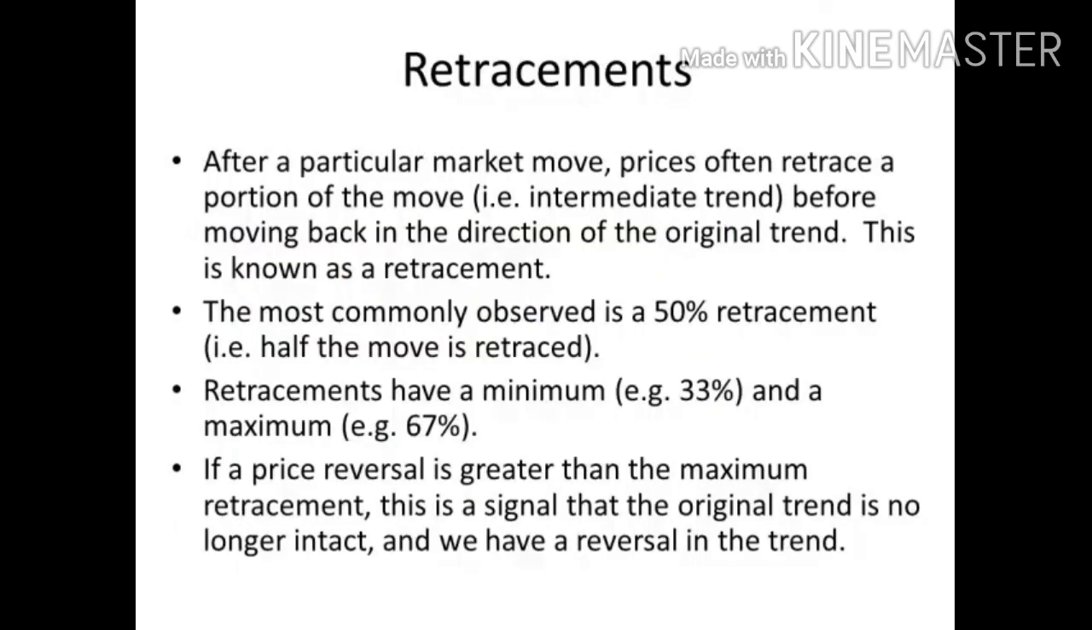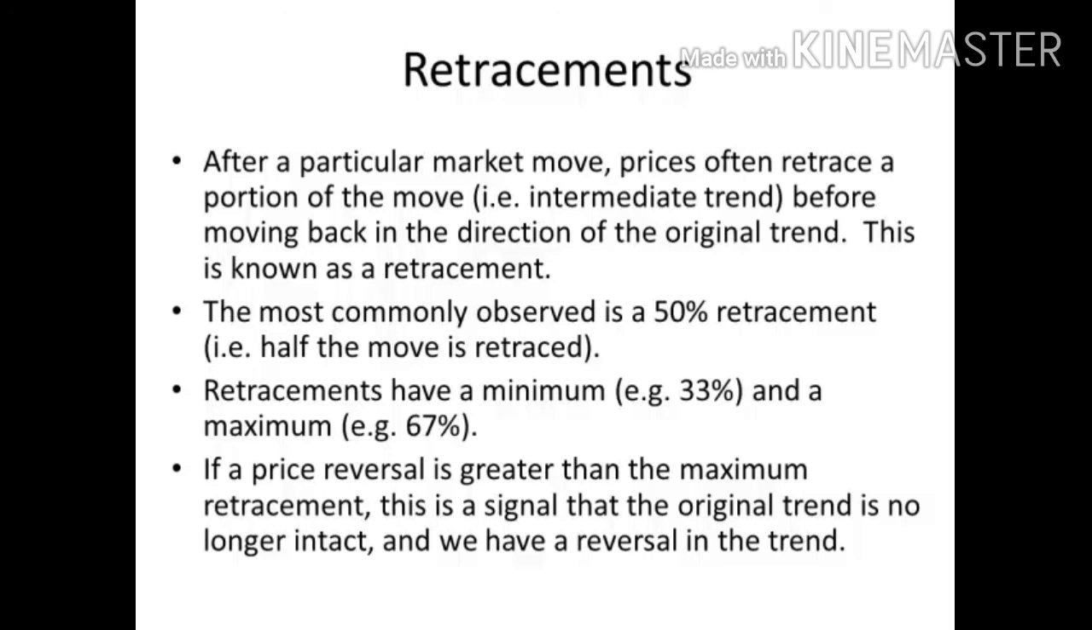The final concept we will talk about in this lecture is what is known as a retracement. A retracement is essentially a reversal of a prior move. Now, this is directly related to when we talked about the intermediate trend, right? So if there's a primary trend going in one direction, and after that price move, prices will often retrace a portion of the move. Okay, and that's the intermediate trend. And they will do this before moving back in the direction of the original trend. Right, and then when this occurs, we have a retracement.